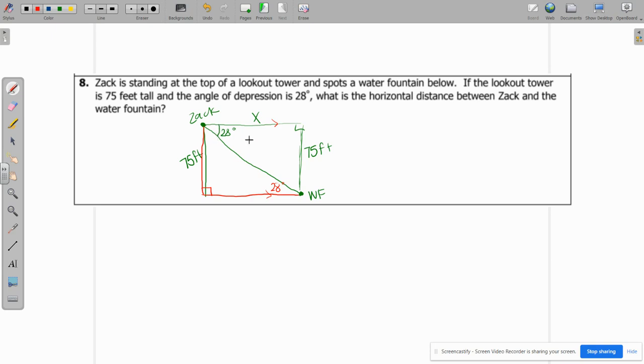But from 28 degrees, I have opposite and adjacent. So again, it's going to be the tangent of 28 equals the opposite side, which is 75, over the adjacent side, which is x. So setting the cross products equal, we would have 75 equals x times the tangent of 28. So isolating x, you would be taking 75 divided by the tangent of 28, and we get that that horizontal distance is approximately 141.1 feet.